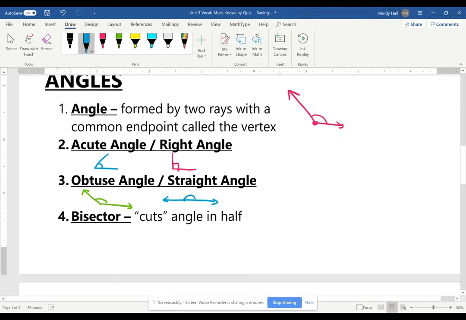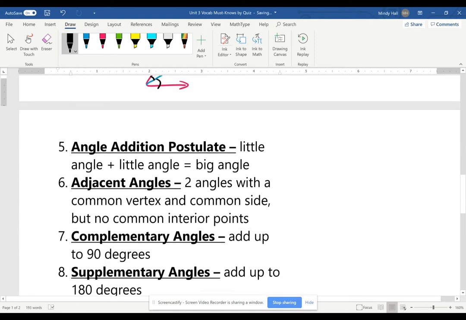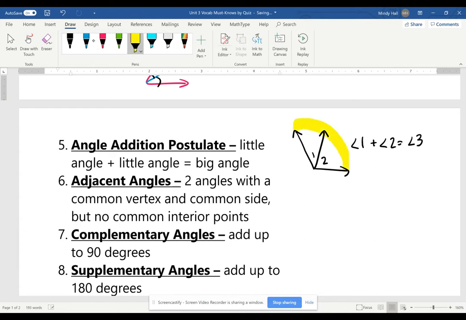So then, if any of these angles have a bisector, that means that the angle is cut in half exactly. So with angles, remember our symbol to show that they're congruent are little arc marks like this. So then our angle addition postulate is just if we have two little angles, they would add up to make the big angle. So for example, we would have angle 1 plus angle 2 equals angle 3. And angle 3 would be this entire angle right there.